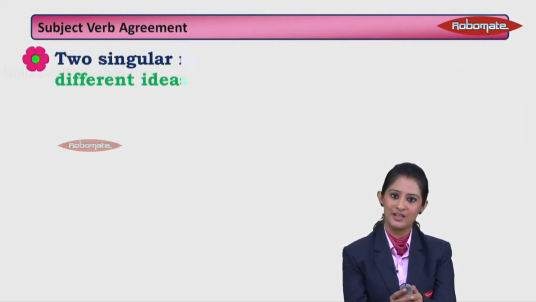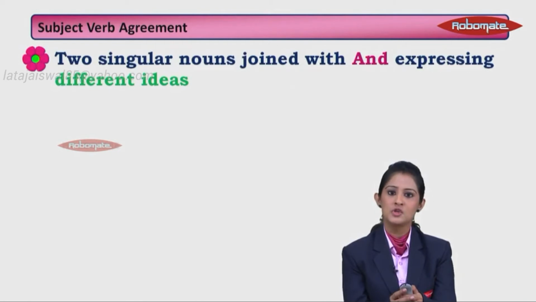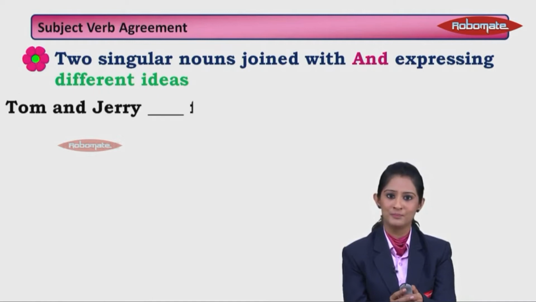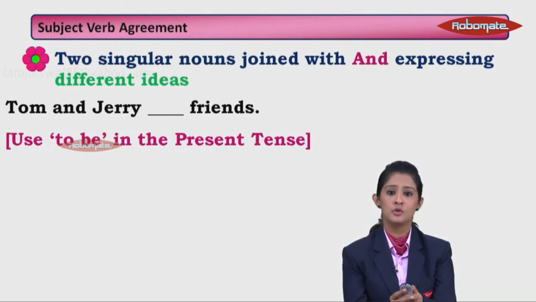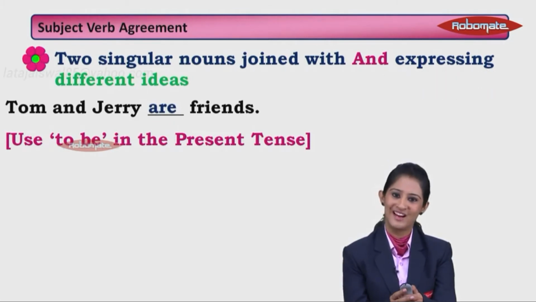Let's start with the first one. Two singular nouns joined with 'and' expressing different ideas. Suppose we have two singular nouns but they are expressing different ideas, what do we do? Tom and Jerry dash friends. We have to use to be in the present tense. Which are the options that we have? Am, is, are. And which one will you use? Yes, the word are. Tom and Jerry are friends because Tom and Jerry are two singular nouns.